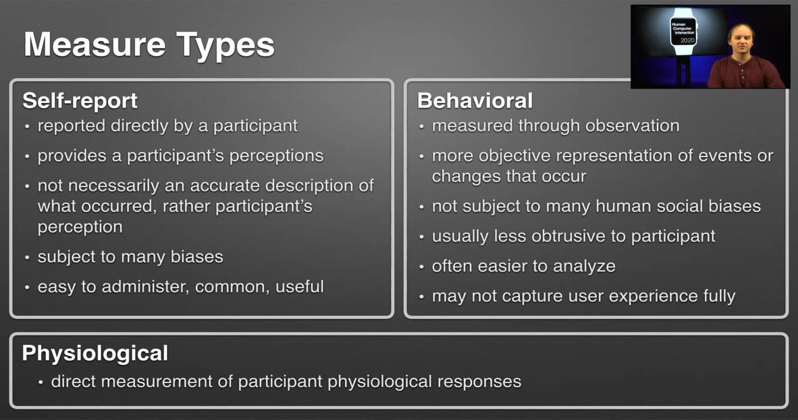The third type of measure is a physiological measure. These are things like a person's heart rate, their respiration rate, their skin conductance, physiological responses of a human body. Those can be really useful, mostly because they're fairly objective in that they're hard for a user to control. And they give you a pretty good indicator.